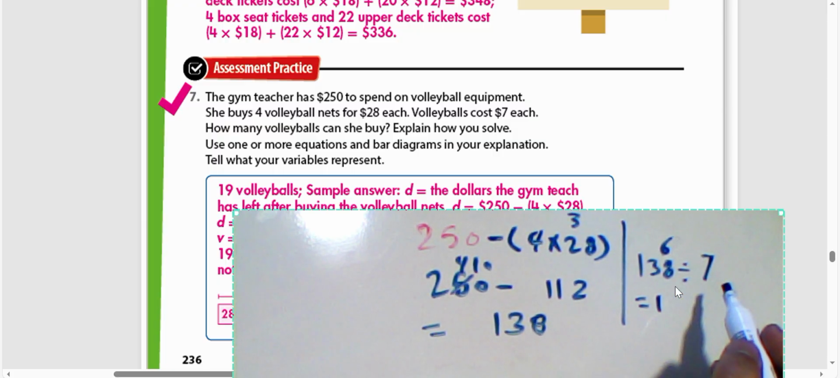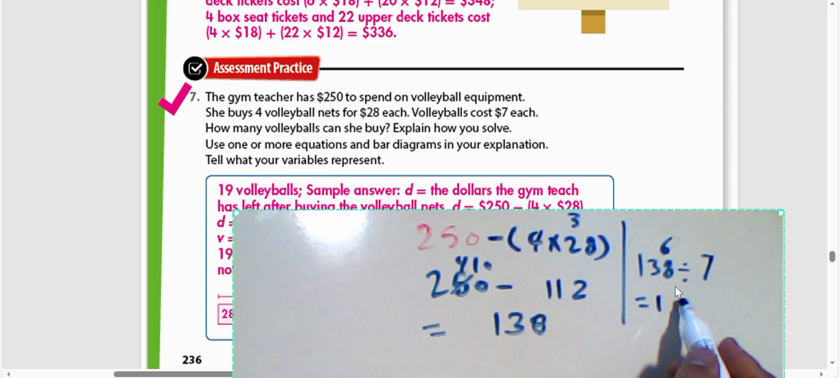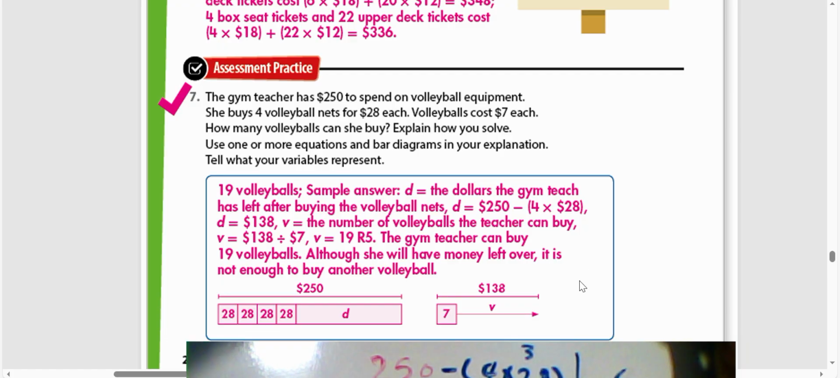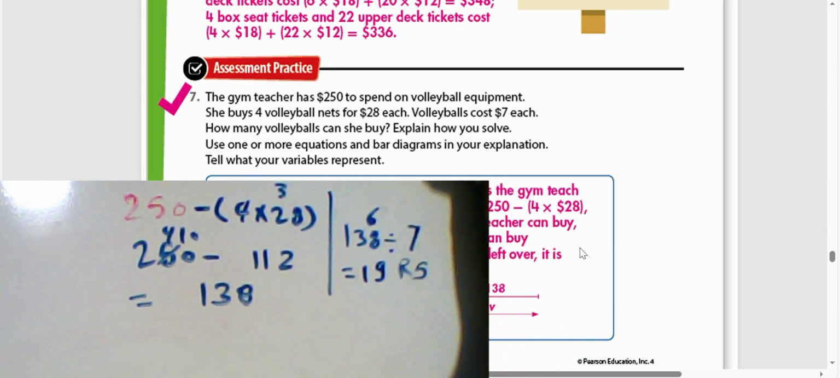68 divided by 7. What is the nearest number in the 7 times table? 7 times 9 equals 63 and the remainder 5. Okay. Then the answer will be 19 and the remainder what? Remainder 5. Okay, you know the steps or not?